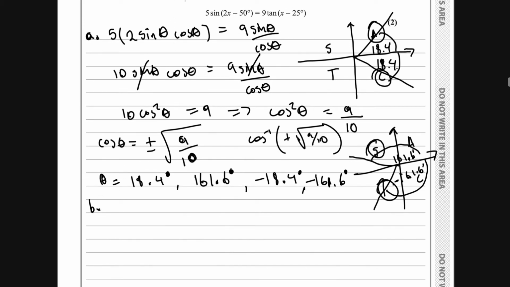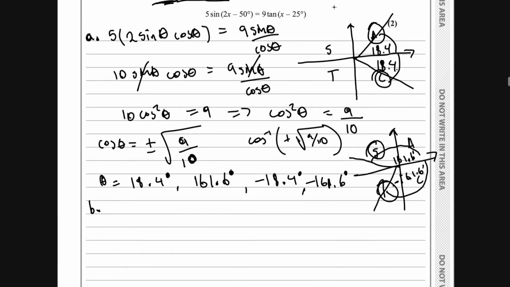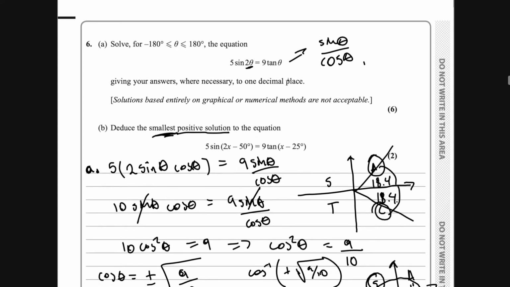is to deduce the smallest positive solution, remembering that's the key part of the question here, to the equation 5 sine (2x minus 50 degrees) equals 9 tan (x minus 25 degrees). Now what we really want to be doing here is looking at the similarities between the two. Quite simply, what we can see is that they've switched theta for x minus 25.